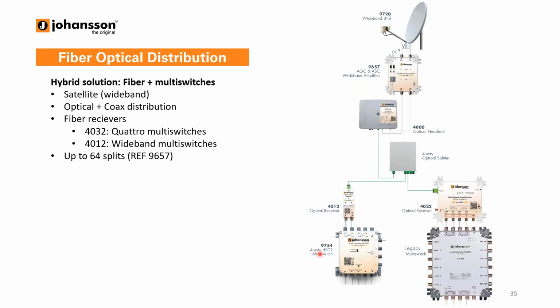If, for instance, you have a multi-switch which is wideband compatible, so our latest multi-switches are all wideband compatible, this means that you can use the 4012 instead of the 4032. So here the output will be the signal coming from the wideband LNB, and this you can then feed into a wideband compatible multi-switch. And from there you can continue your distribution using multi-switches.